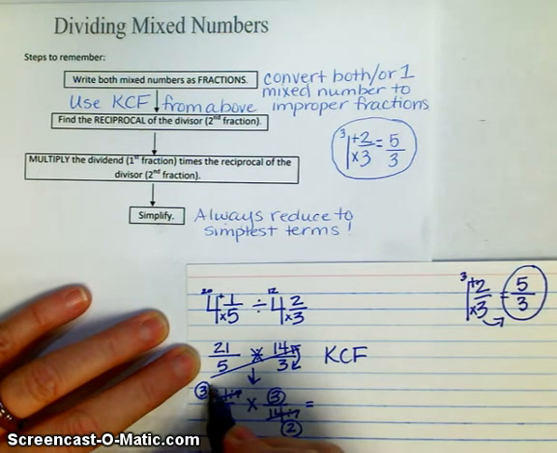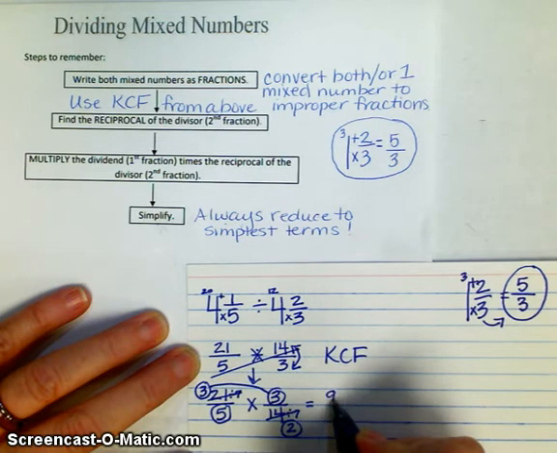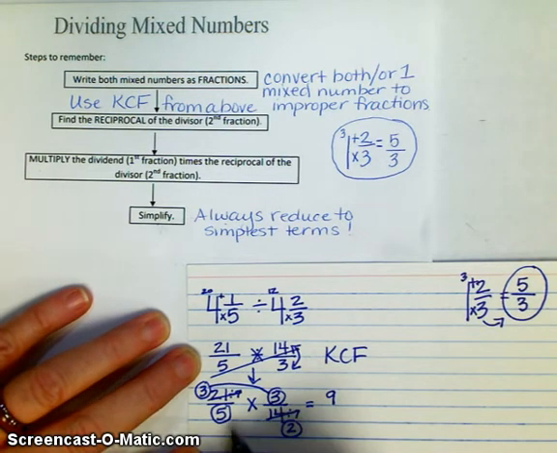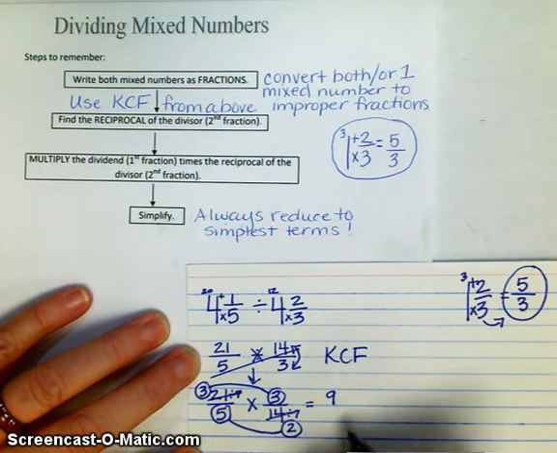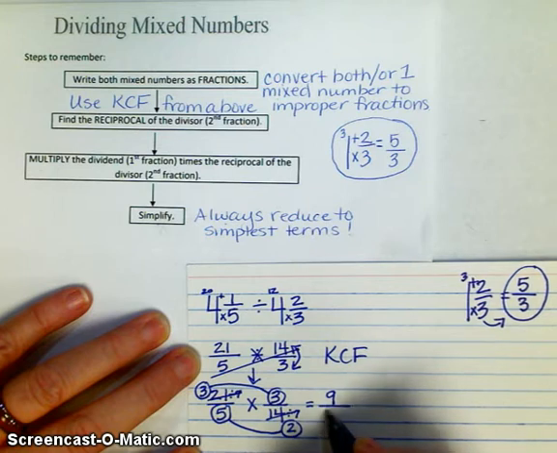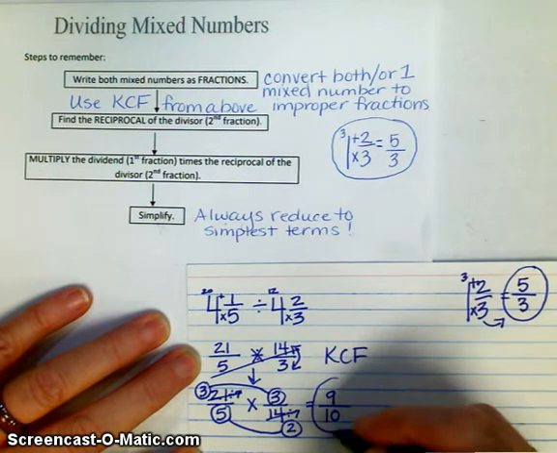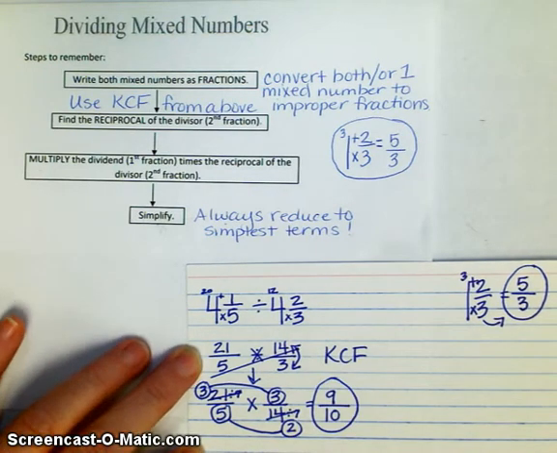So now I'm to the point where I multiply my numerators. 3 times 3 is 9. I multiply my denominators. 5 times 2 is 10. And my final answer is 9 over 10.